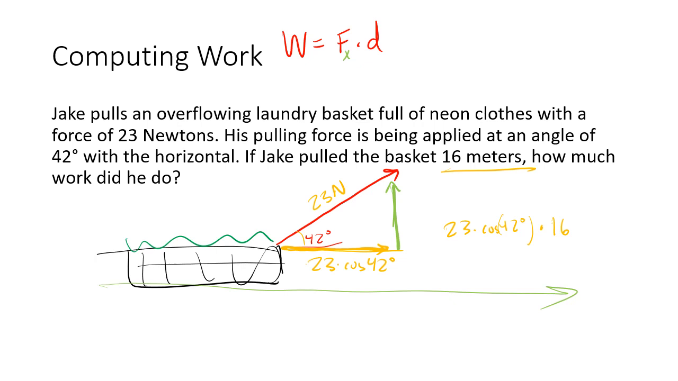meters. And that is the amount of work being done by Jake as he pulls his laundry basket full of neon clothes. So the answer to this is 23 times the cosine of 42 degrees times 16, which is 273.5-ish. And the unit for work is joules. The unit for work in metric and standard units is joules.